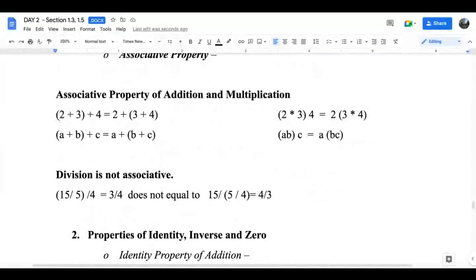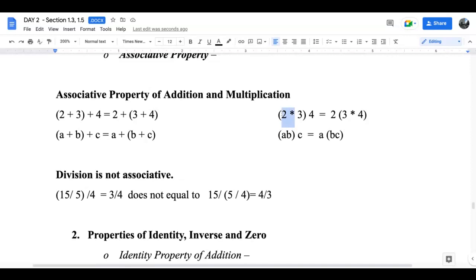Associative property. If we have 2 plus 3 plus 4, we can group either two of them. We can calculate 2 plus 3 first. 2 plus 3 is 5, 5 plus 4 is 9. Or we can add 3 and 4 first. 3 plus 4 is 7, 7 plus 2 is 9. So they both equal 9. In general, we have A plus B plus C, and we can add any two first because they're associative.